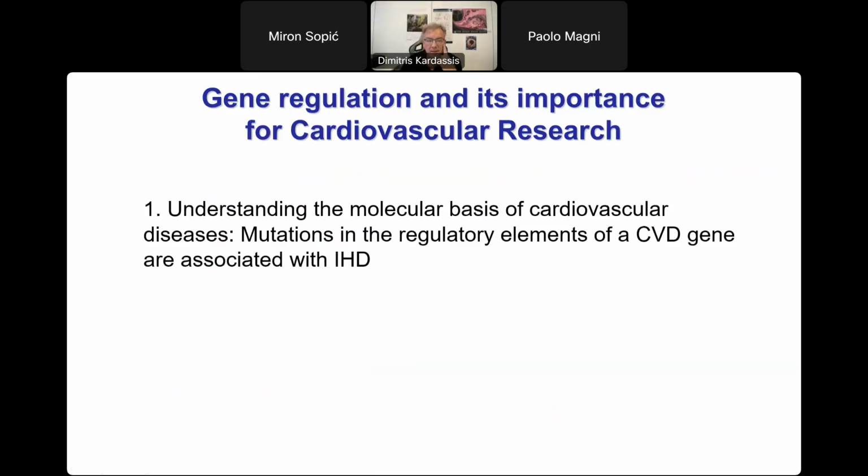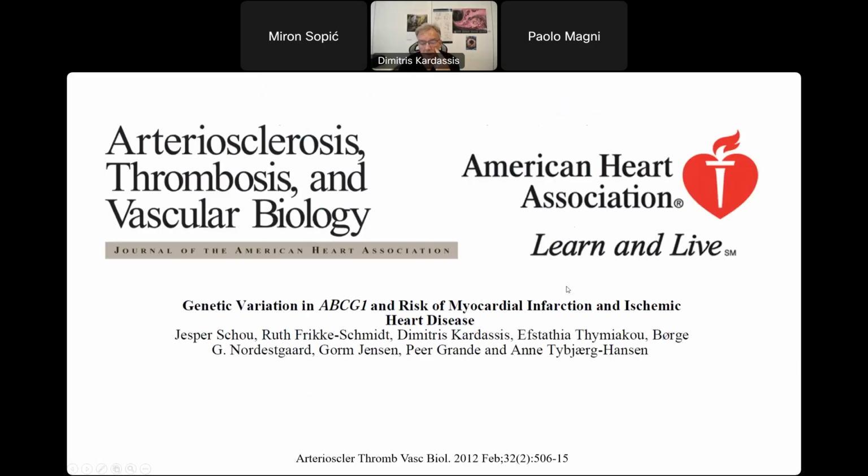And in this case study, we'll see why gene regulation is important to understand the molecular basis of diseases. So here we'll see an example where we characterize the mutation in the regulatory element of a gene, and these mutations are associated with ischemic heart disease. There are not many papers like this in the literature, so I had to go back and select one of our previous papers, which was published quite a long time ago. It was almost 12 years ago.